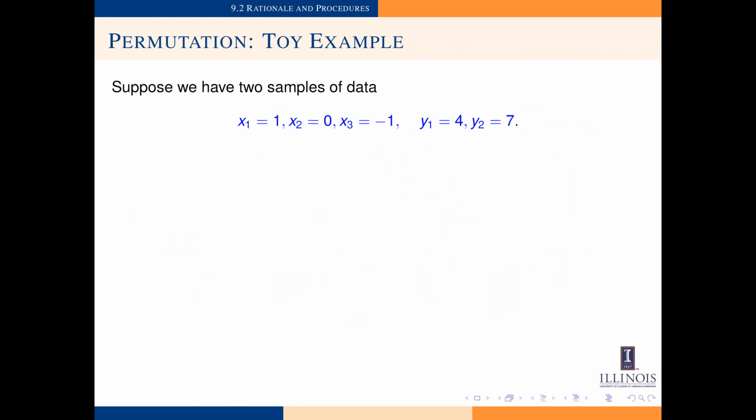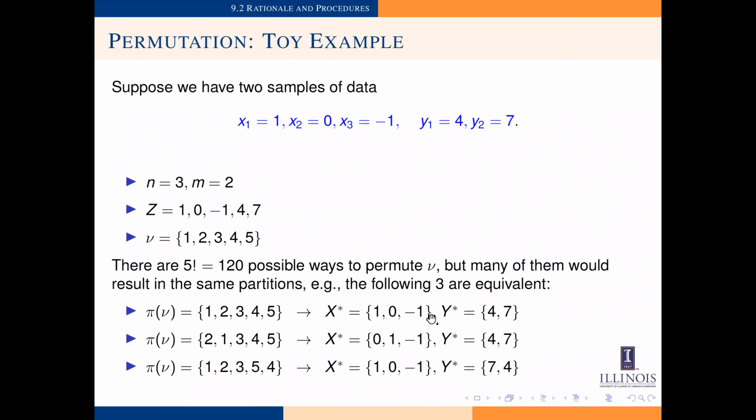So let's consider a toy example. Suppose we have two samples of data. So we have our x's, 1, 0, and -1. And then we have our y's. We have two y samples, 4 and 7. In this case, n is equal to 3 and m is equal to 2. That's just simply the number of samples from x and y.